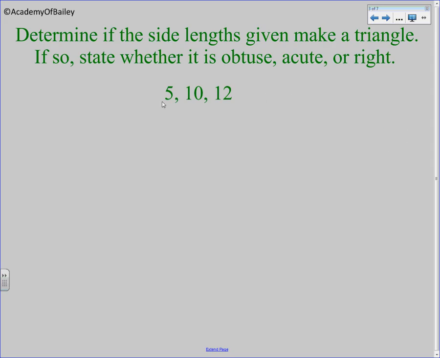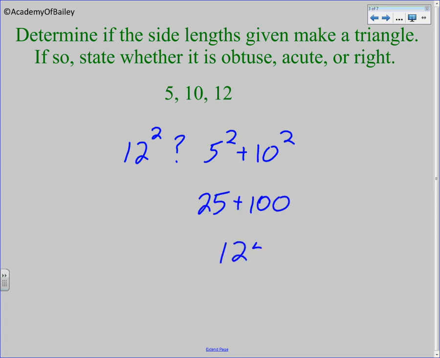So now, since they can form a triangle, what type of triangle will it form? Well, c squared, we know 12 is the longest side, so it's potentially the hypotenuse. And we don't know what to put here, but then we have a squared plus b squared. And work that out, you get 125. What is 12 squared? 12 squared is 144. And so 144 compared to 125, it is greater than. So therefore, it's an obtuse triangle.